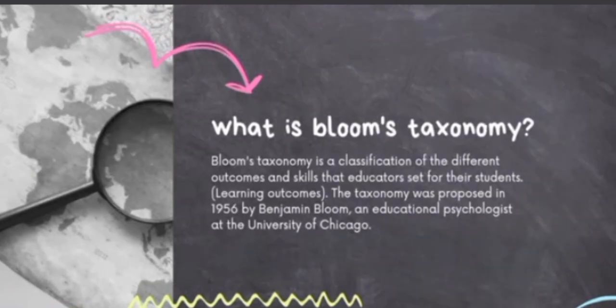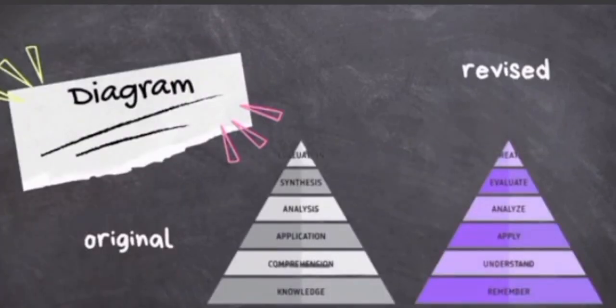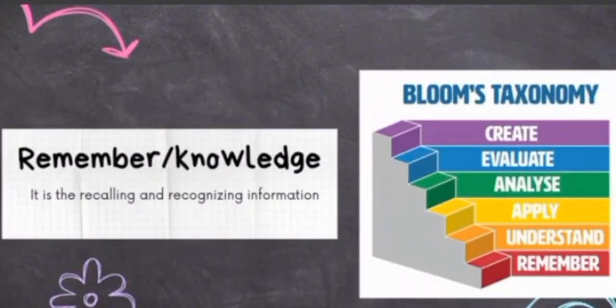Bloom's taxonomy is a classification of the different outcomes and skills that educators set for their students' learning. The taxonomy was proposed in 1956 by Benjamin Bloom, an educational psychologist at the University of Chicago. Like I've said, this is the original version in 1956 and the revised version in 2001. The revised version includes remembering, understanding, applying, analyzing, evaluating, and also creating. But let's first discuss knowledge, or remembering.